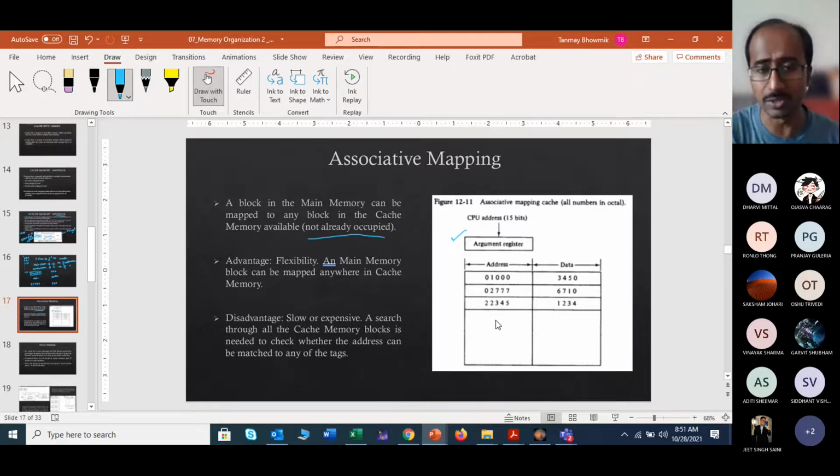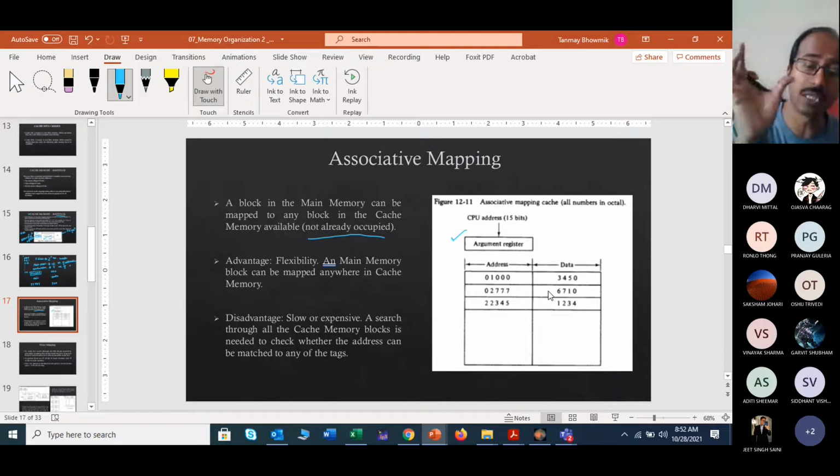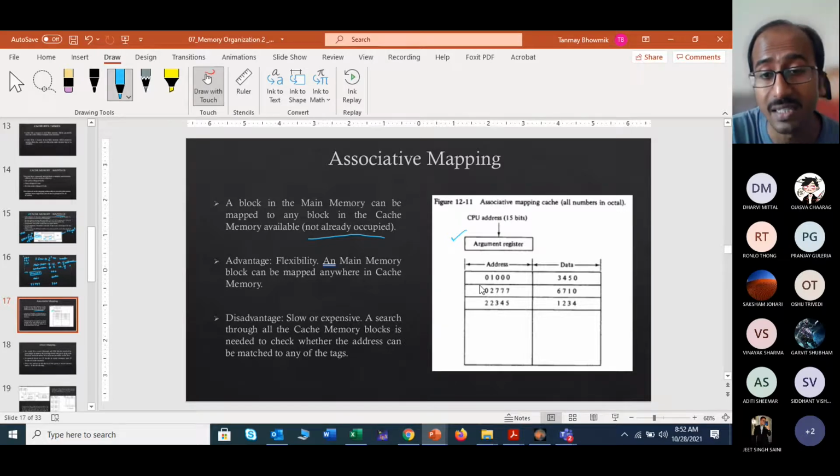Similarly, now you can consider the question. This is the example of main memory blocks, where a 15-bit address is shown here and the corresponding data is written here. Now my cache memory has only a 9-bit, that means 3-digit octal, address. So how will you map? That is the point being discussed here: no specific mapping technique or algorithm is followed. It only searches whether any space is available, and it will just put the data there.